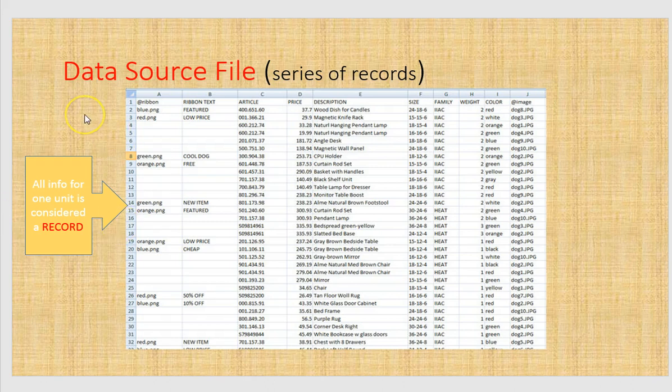So, again, a data source file is basically just a series of records. It's just either an Excel worksheet, a table in Word, or an Access database that has rows of information that all have to do with each other. So this one, these are a bunch of product descriptions, but this entire row, which is called a record, all has information that goes together.